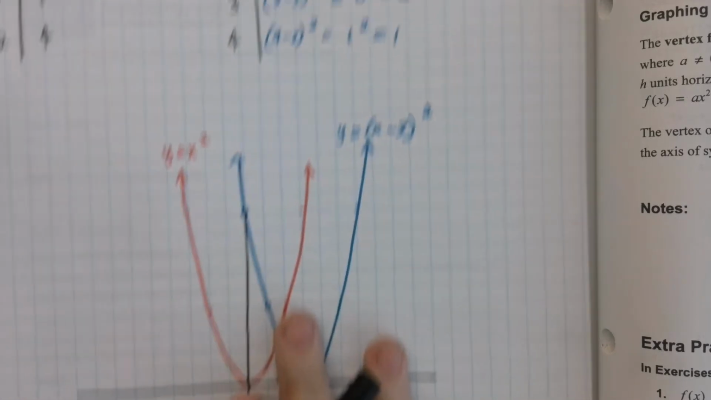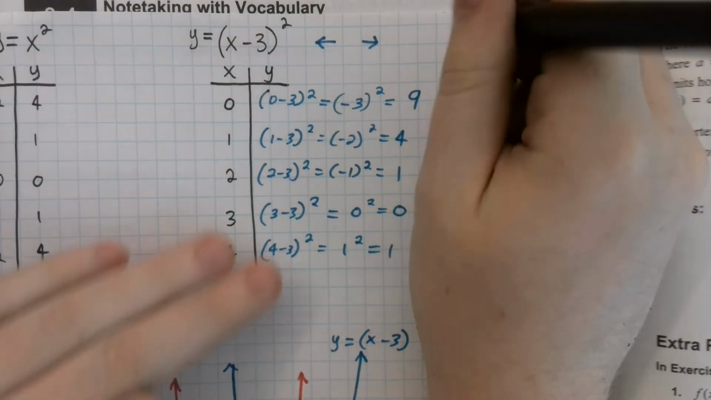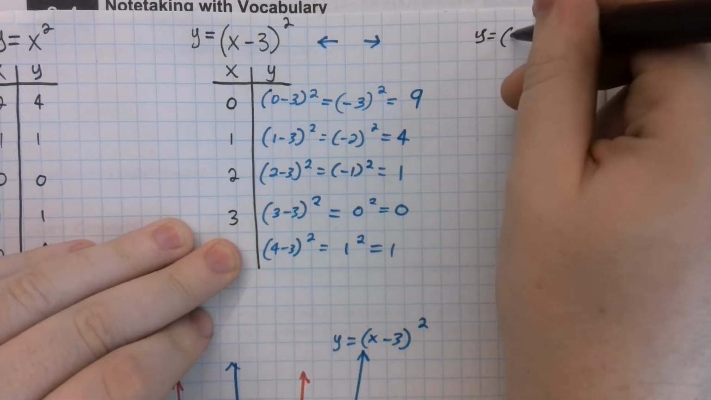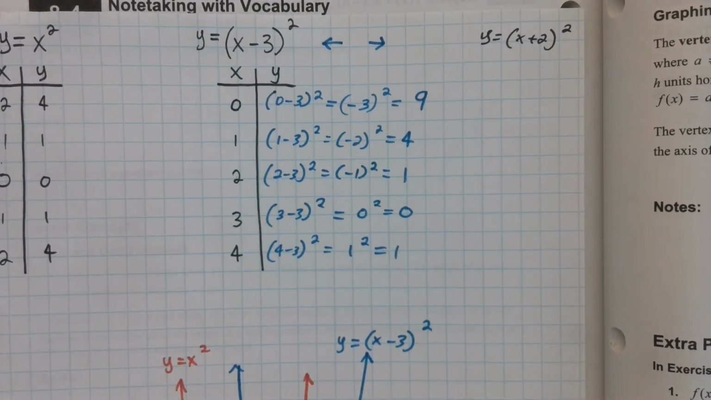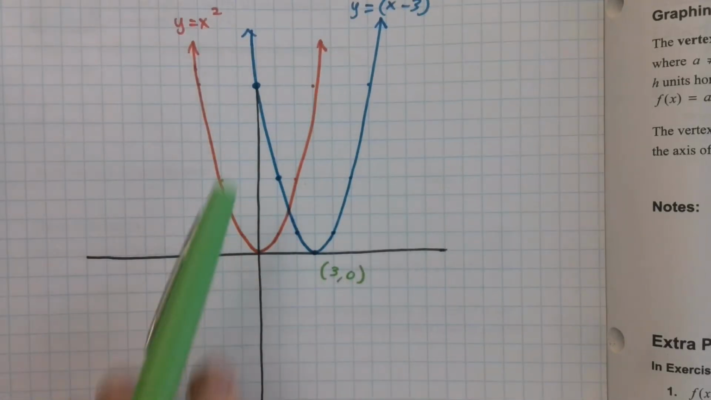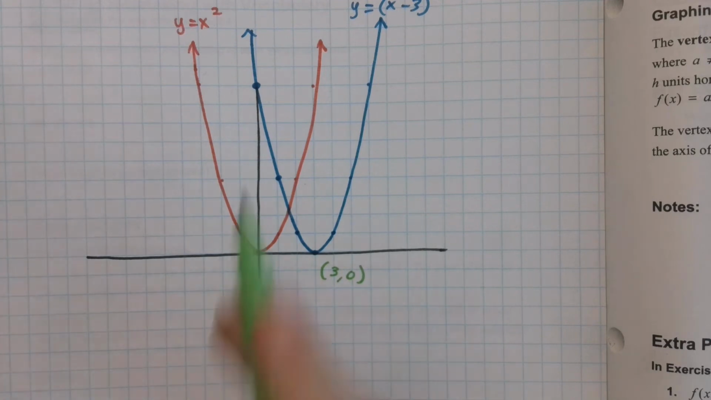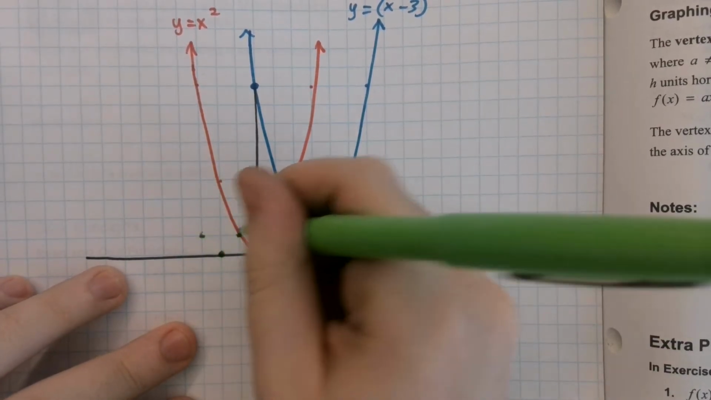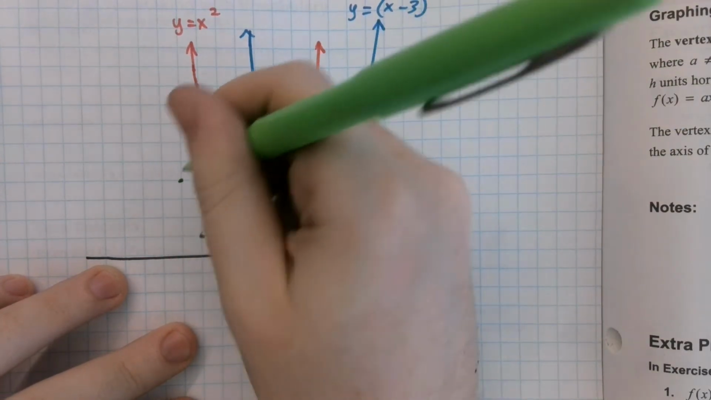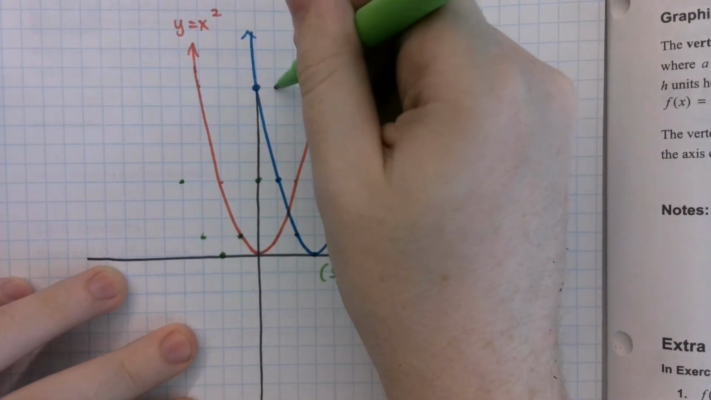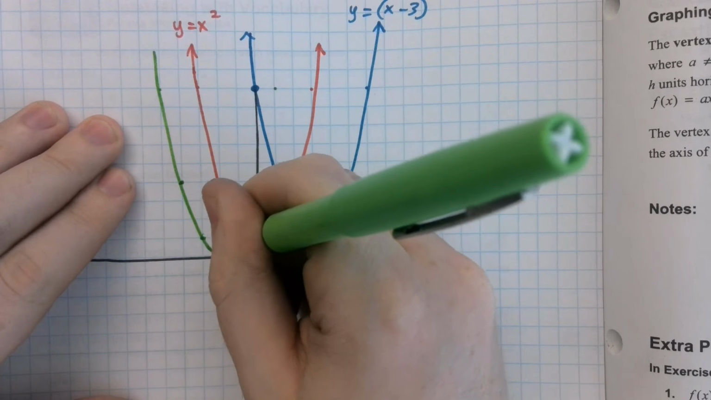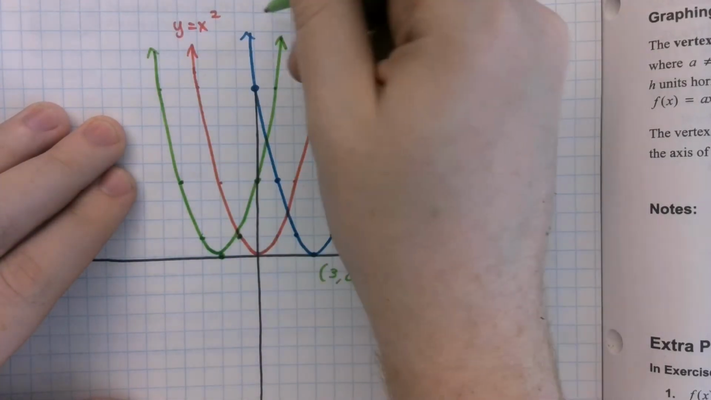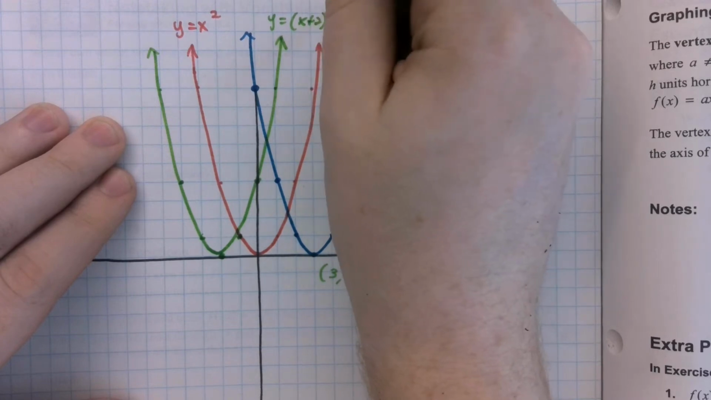Well, if x minus 3 moves your graph to the right, what do you think maybe x plus 2 squared would do? If you want to fill out a table, you can, but spoiler alert, x minus 3 moves to the right 3, x plus 2 will just move to the left 2. So this is what your graph is going to look like. After I plot all the points, it should look something more like this. This is y equals x plus 2 squared.